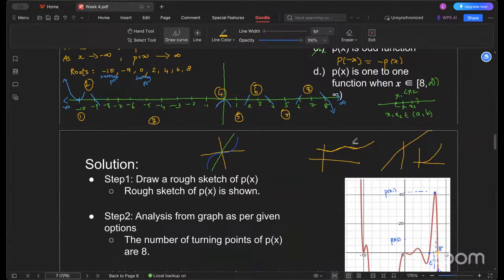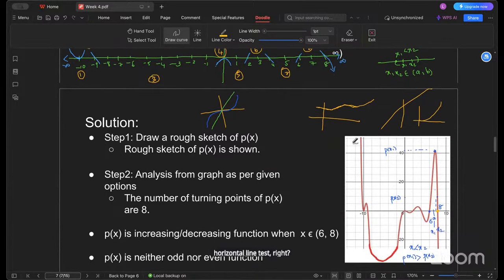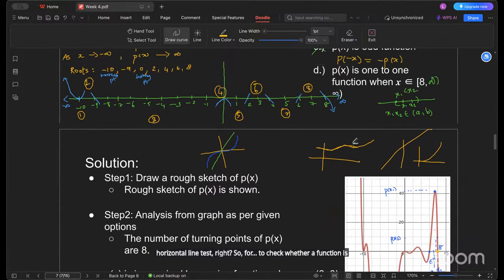Vertical line or horizontal line? What's the answer? Horizontal. Horizontal line test, right? So to check whether a function is one-to-one, what does the horizontal line test say?